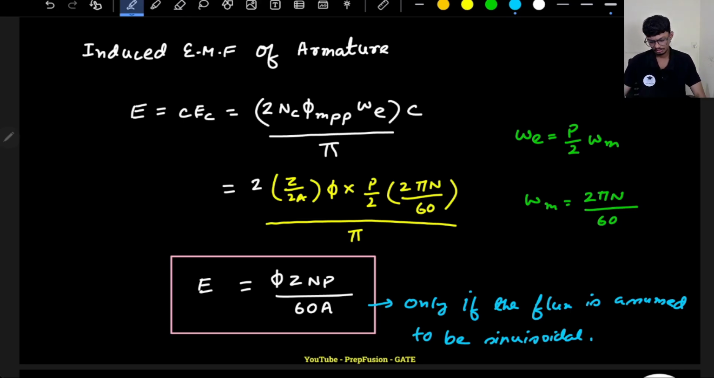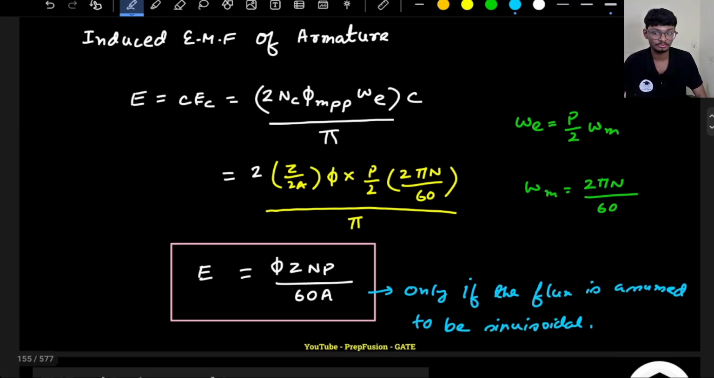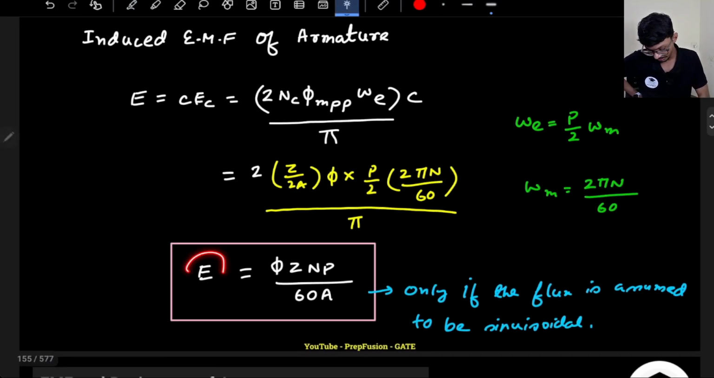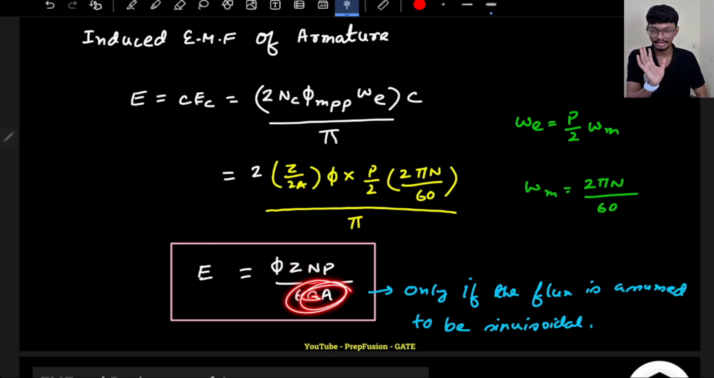Now I hope all those things I discussed previously make sense: that the induced EMF is proportional to the flux and proportional to the speed. I also told you previously that it is proportional to the number of conductors, proportional to the poles, and inversely proportional to the parallel paths. Previously I did not write this formula because at that point you did not know what the parallel path was. But all these terms I had already told you, and this was the right time to discuss the formula.